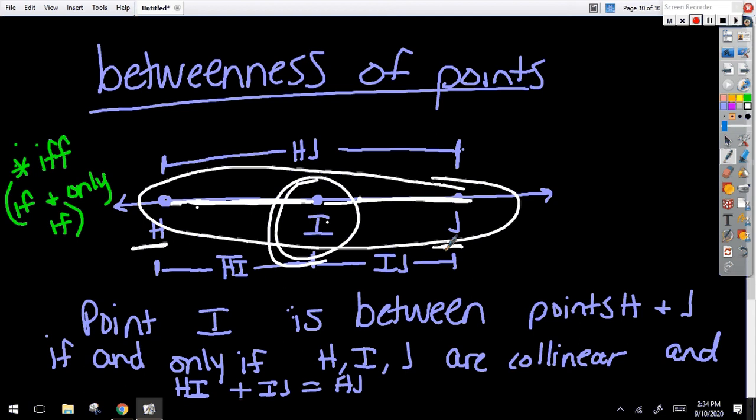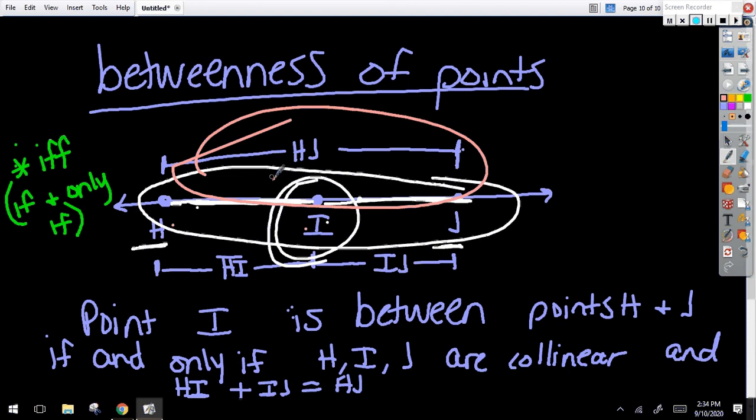Lots of things we are going to have to justify or prove or tell why. Okay, so the definition of between means that you can split the segments up, add them together, and they give you the whole, and the point is between. Okay? All right.